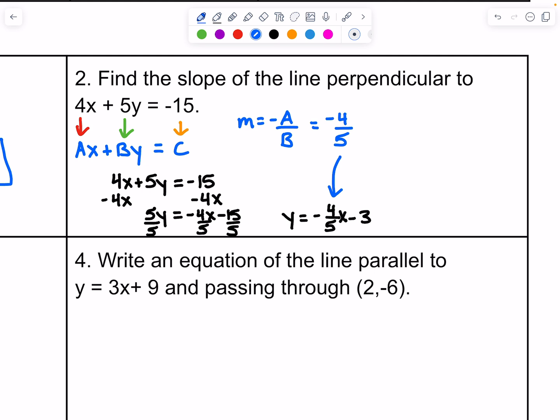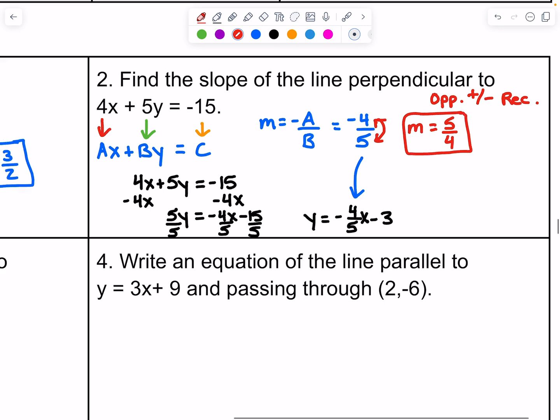So notice I get the same slope solving for y that I did by picking it out of my standard form. But the line perpendicular to this line, remember, would be the opposite reciprocal. Opposite means you have to change the sign. So if it was negative, you have to make it a positive. And then reciprocal slope means you switch the fraction around. So the 5 has to go in the numerator, the 4 in the denominator, and it's a positive because it was negative. So that would be the slope perpendicular to this line.